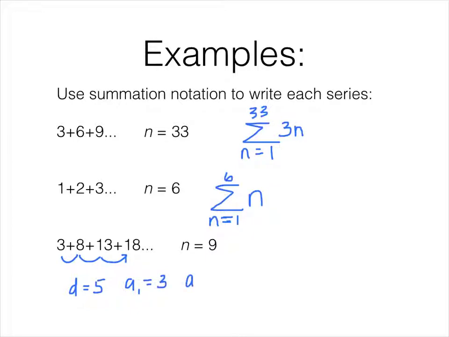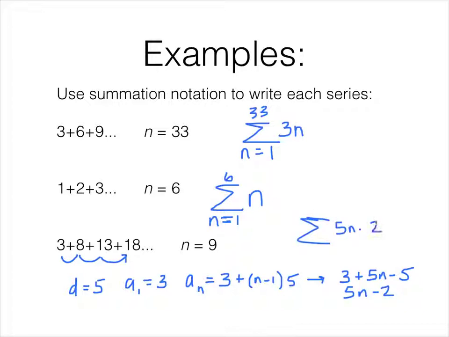Well, I would use my formula. a sub n is a1, which is 3, plus n minus 1 times the common difference, which is 5. Let's simplify that down, we have 3 plus 5n minus 5. And that's 5n minus 2 when we simplify it all the way down. So that's the formula that we put here: 5n minus 2 from n equals 1, which does give you 5 times 1 minus 2 would be 3, up until n equals 9.